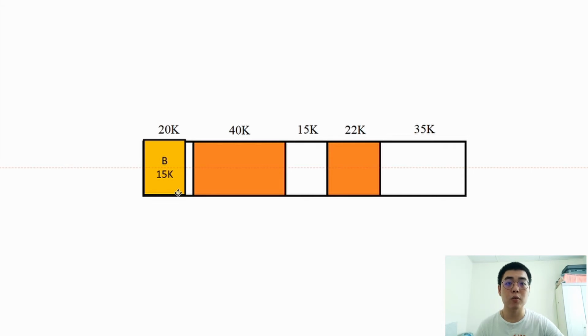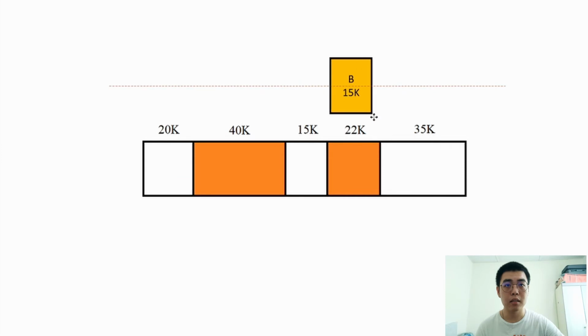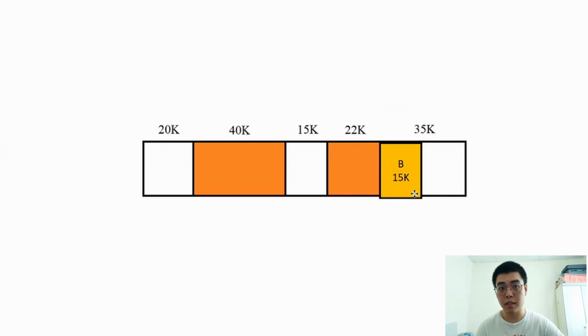But in the case of the best fit algorithm, even though it has already found an empty space that is big enough for it to fit in, B still has to go through the whole list to find other empty spaces that might be suitable for it to get in. So in this case, it will proceed to try to get into the second empty space inside the list, and then another one, which is the last one in this case.